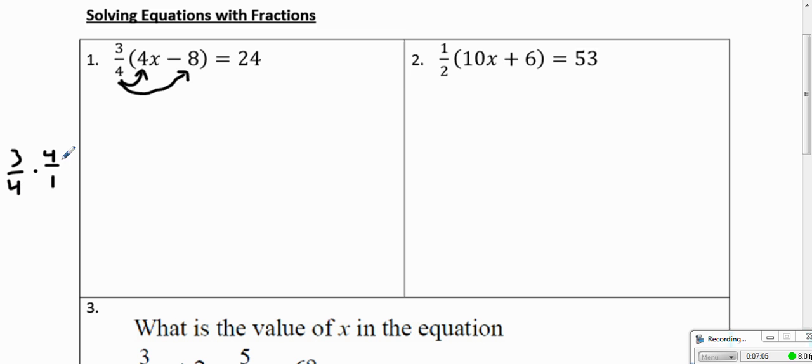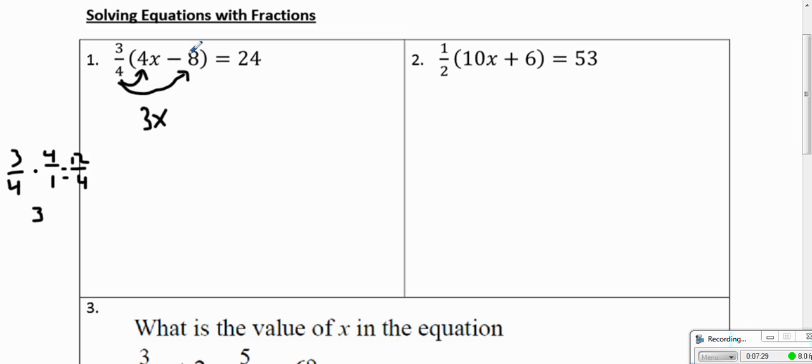So remember, you could cross cancel these right now, but you could also just multiply the numerator times numerator, and that's 12. And 4 times 1 is 4. 12 over 4 is 3. So 3/4 times 4x is 3x.